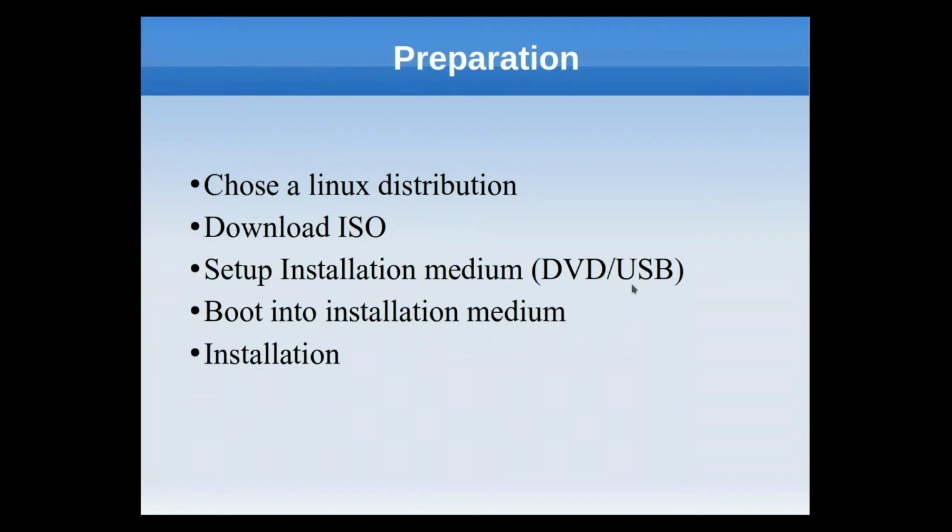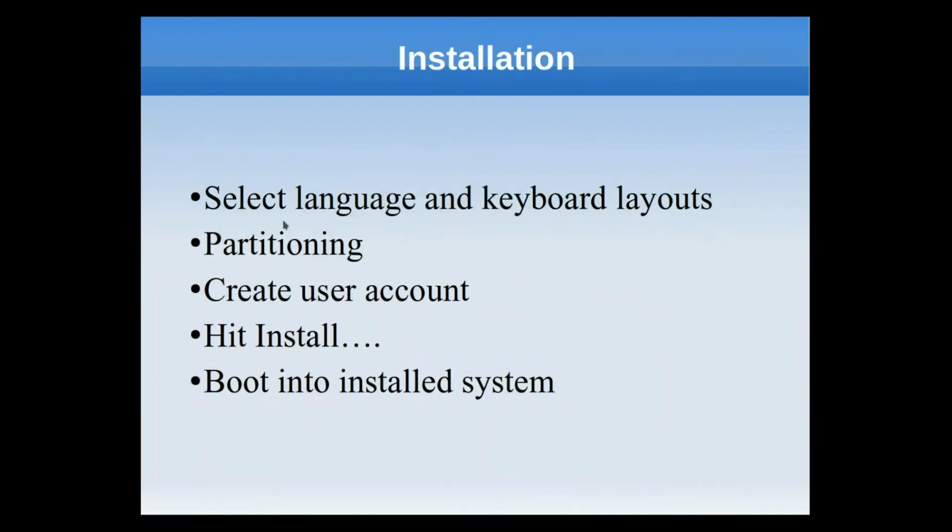And then you need to boot from that installation medium. If you made a bootable USB, then you will boot from that, and then you'll continue the installation. The installation should be mostly straightforward: you can just read the options, select whichever one you like, and hit next. The only thing that will need a little bit of help is the partitioning. The rest of the options are straightforward. First you select your language, keyboard layout, and country, and then the partitioning. Then you create a user account and hit install. It will install the system, and then you can boot into the installed system.